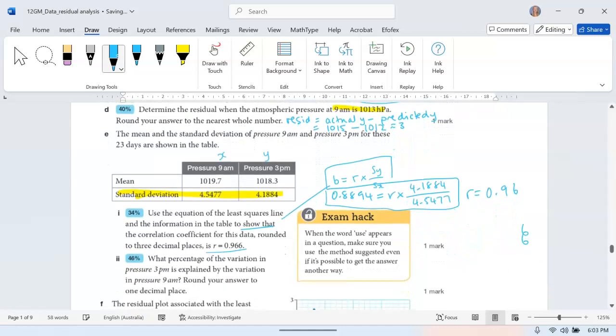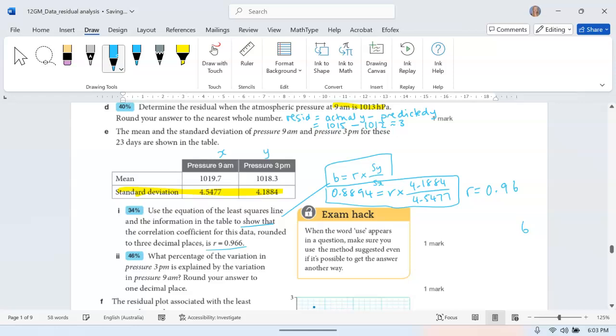What percentage of the variation in pressure at 3 p.m. is explained by the variation in pressure at 9 a.m.? Now, this question doesn't actually ask you in an explicit way what it wants. It is using the interpretation of R squared. So once you've done enough questions, you'll get used to the language like this. So we've got the variation. That's what has given it away to me, that it's asking for the R squared.